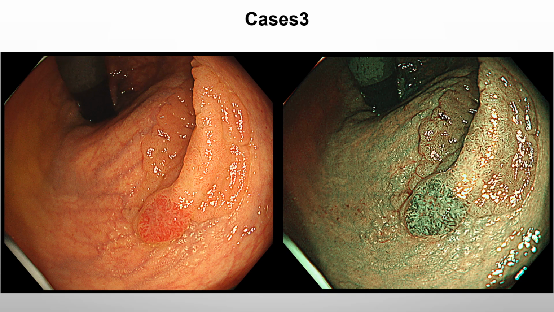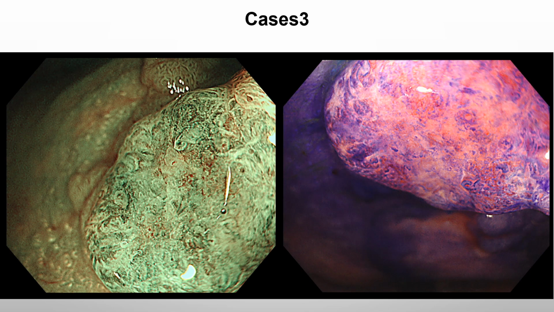The region is LST-NG flat elevated type and strongly erythematous area at the margins. By NBI magnification, vascular pattern and surface pattern are unclear, and so I diagnose JNET 3. By crystal violet stain, pit pattern is unclear too. I diagnose 5N pattern.